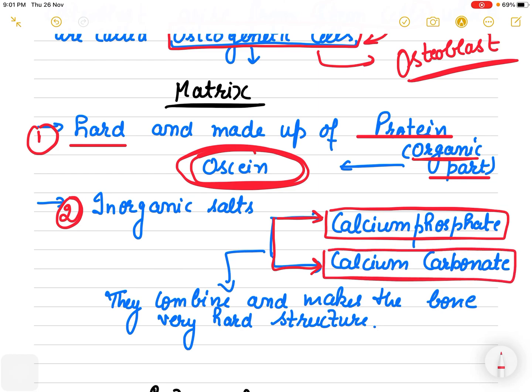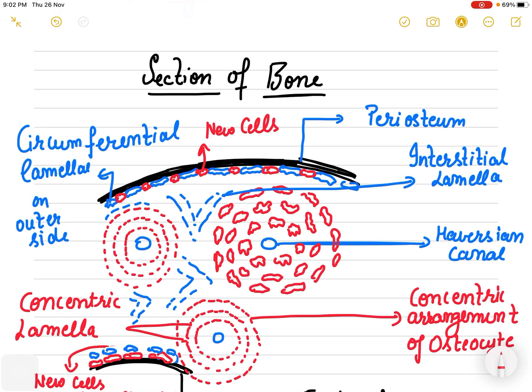These both inorganic salts combine and make the bone a very hard structure. Mark it separately please: what is the matrix made up of? It is made up of protein as well as inorganic salts. The specific protein present here is ossein, and the inorganic salts are calcium phosphate and calcium carbonate.